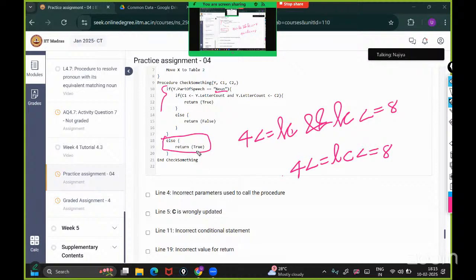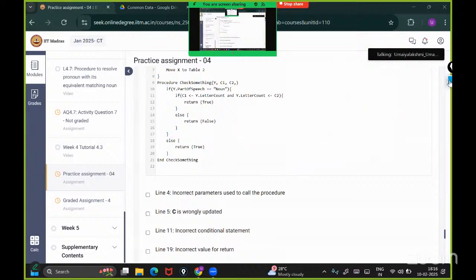Yes, ma'am. How is it correct? It is not correct. Why so? It should be a noun. If it is a noun, then true. It should be a noun as well as we have to check with the letter count. If the first condition itself is wrong, here it has to return false. Is that clear? Are you able to understand, people?